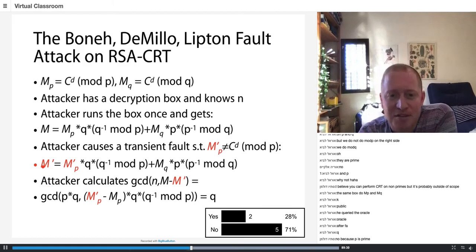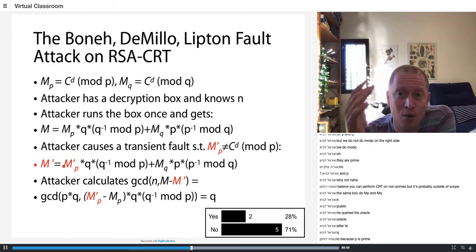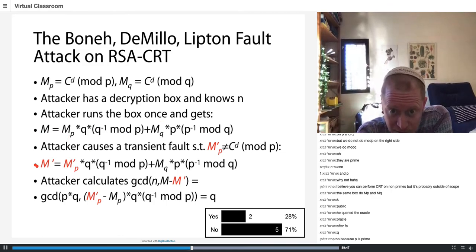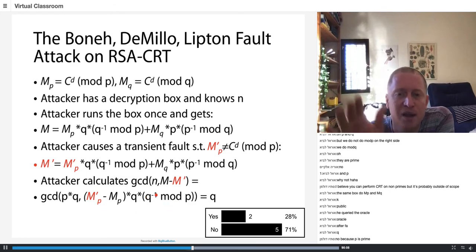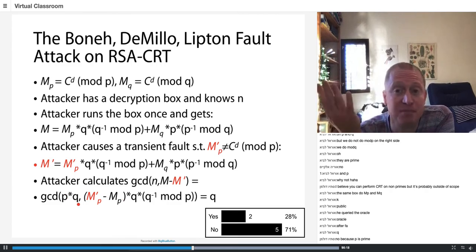M and M prime have the same calculation modulo Q because there wasn't a fault there, but there is a different calculation modulo P. So when you do the Chinese remainder step, this part is the same and this part is different. When I subtract them, I do M minus M prime, this part cancels out because it wasn't different. And now I get M prime sub P minus M sub P times Q minus 1 modulo P. All of these numbers, this is just nonsense. I don't really care what these values are. But this is some multiple of Q. On the right, I have a multiple of Q. And on the left, I have another multiple of Q. This is P times Q.